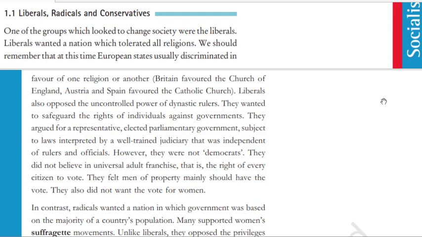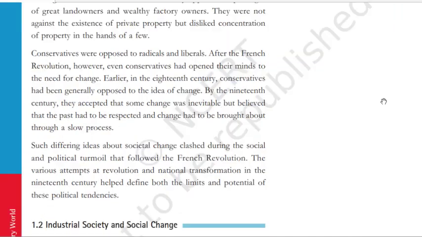In contrast, radicals wanted a nation in which government was based on the majority of a country's population. Many supported women's suffragette movements. Unlike liberals, they opposed the privileges of great landowners and wealthy factory owners. They were not against the existence of private property but disliked concentration of property in the hands of a few.